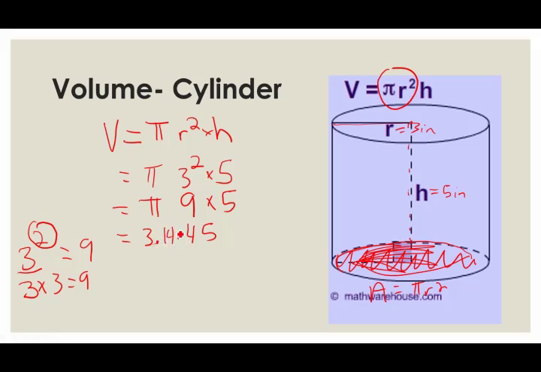So we actually have to multiply these two. We multiply pi, which is 3.14, by 45. And when we do that, we get 141.3, and we know our units are inches, so we have inches to the third.